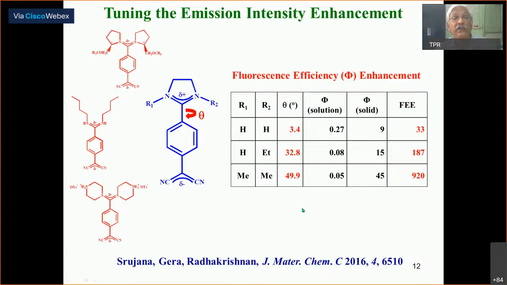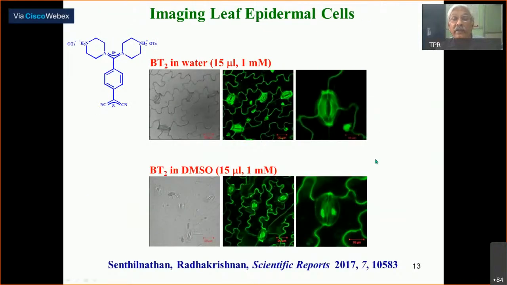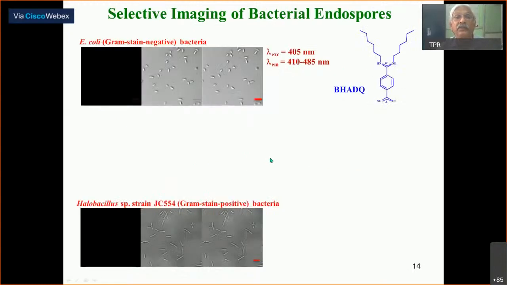In this paper, we have looked at why the fluorescence enhancement happens and so on. And of course, one can also look at applications of these materials. Of late, we have been interested in that. This is the first example that we developed where you can actually use these molecules of this kind to image. As an illustrative case, we took a stomata of leaves. And later on, we graduated to looking at more important systems like bacterial endospores and so on.